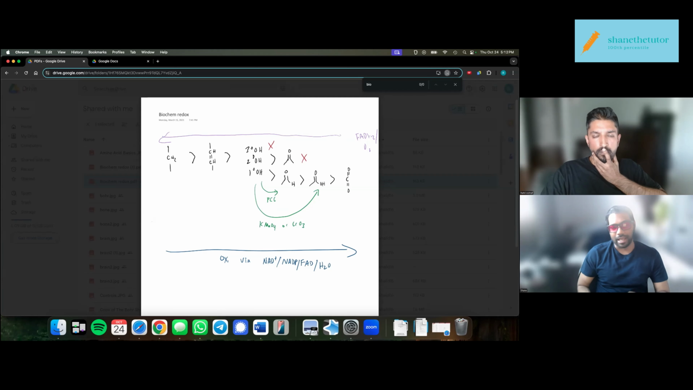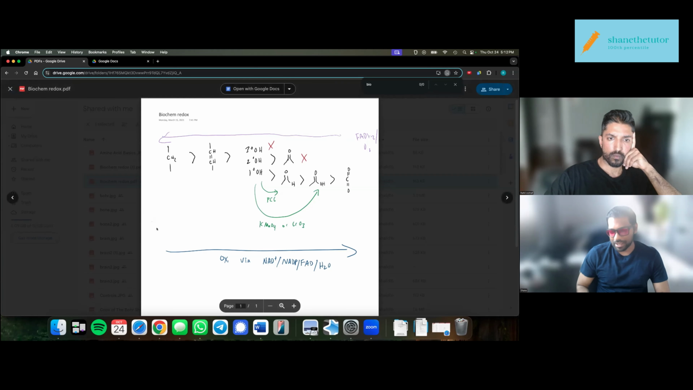That's useful in gen chem, not useful in biochem because we can't really see what's happening to electrons here. So this is what's useful in biochem. Oxidation is going to be three things: either the removal of a hydrogen, the addition of an oxygen, or the addition of a bond to oxygen.